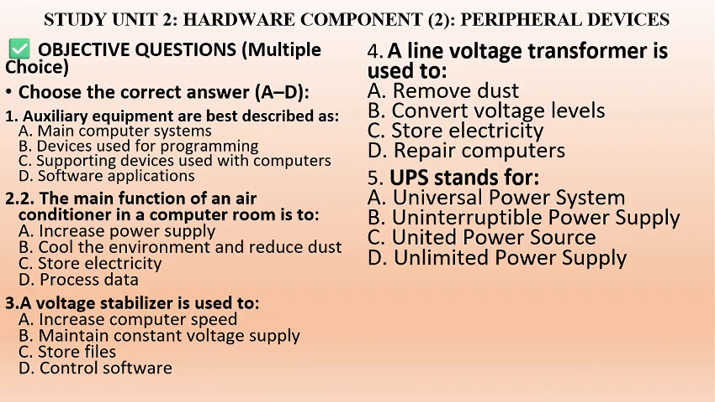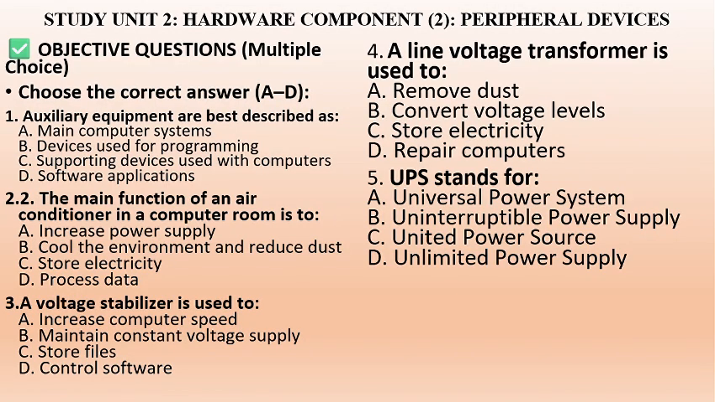The first question says auxiliary equipment are best described as dash. It helps to support devices used with computers. Number two, the main function of an air conditioner in a computer room is to dash. What is the main function? B. Cool the environment and reduce the dust. Then the third one, a voltage stabilizer is used to dash. It is used to maintain a constant voltage supply.